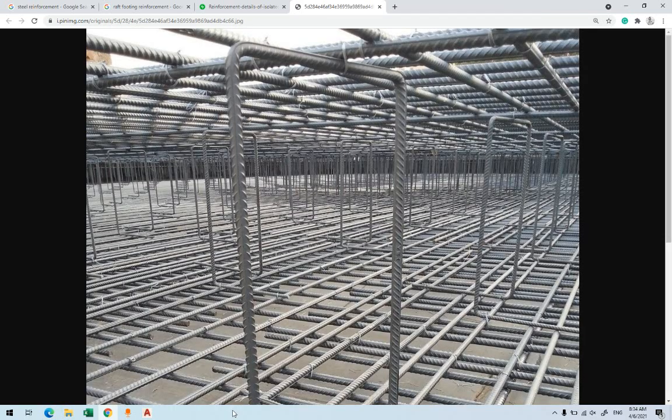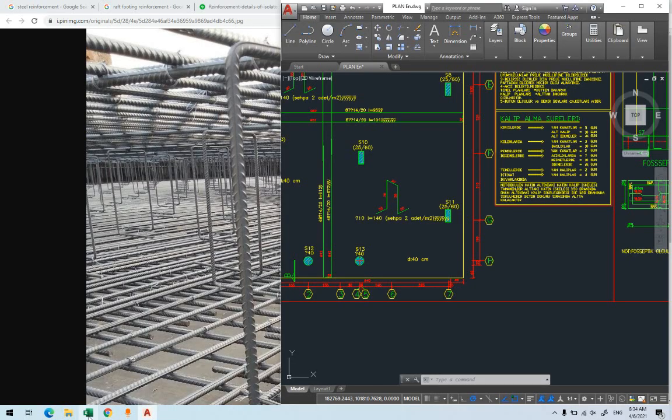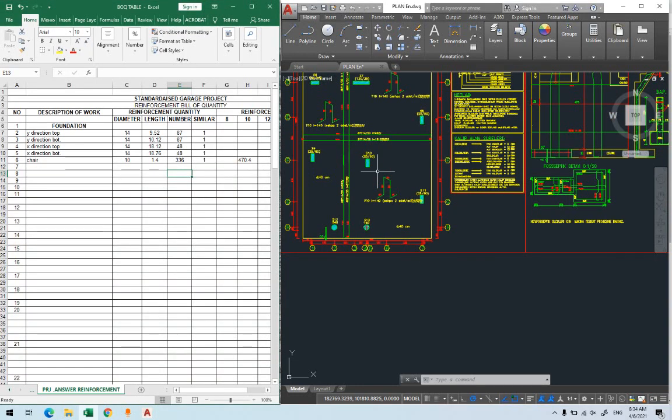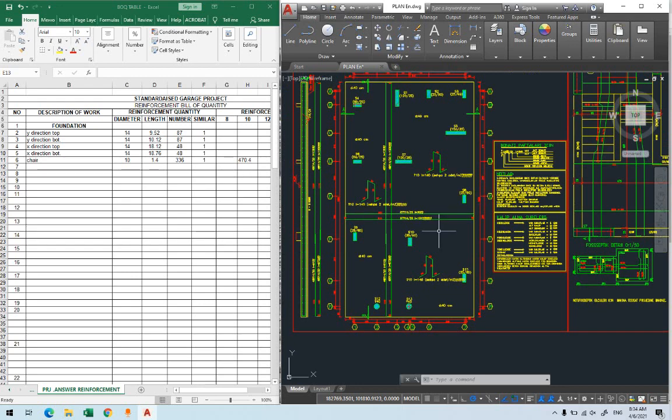That is enough for the foundation that we have here. So we calculated the total reinforcement in the foundation as we had. In the next video, we'll start with the columns reinforcement.